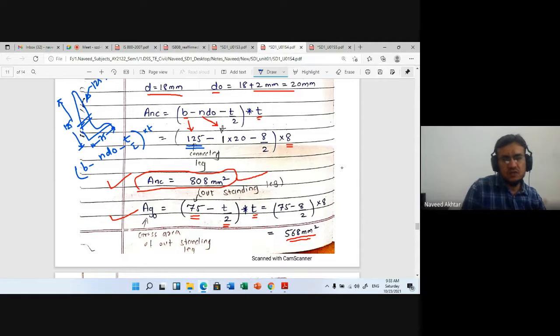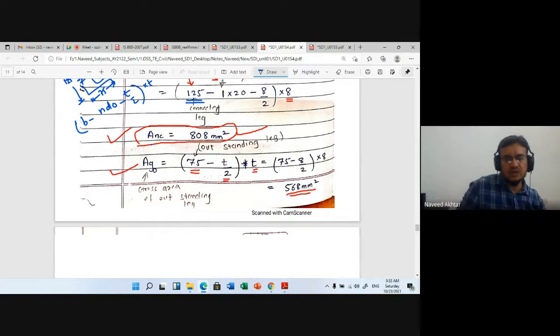Okay, so put the longer leg length, 125 minus 20 minus T by 2, 8 by 2, into T. T is thickness of angle, which is 8. So you can write on that. So you can find out ANC is nothing but 808 mm square.